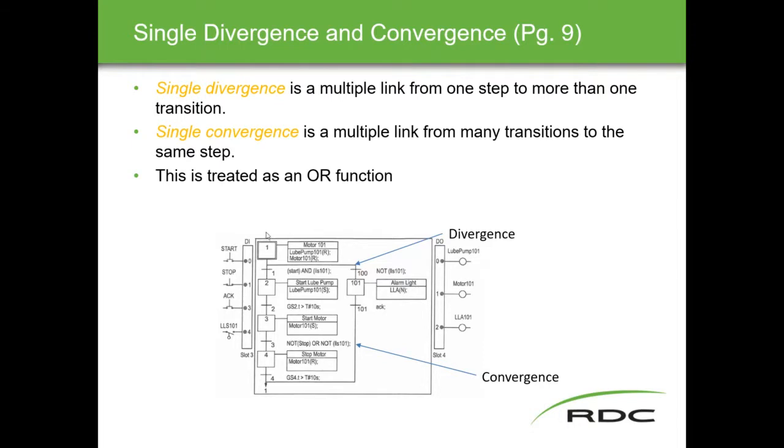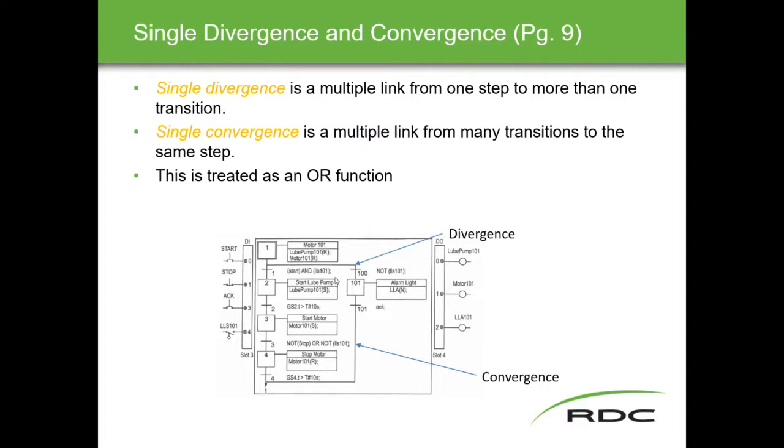Okay, so if we relate this back to a ladder diagram, it'd be essentially the same thing, having an OR branch going around a bit. So that's what you have to associate with single divergence and single convergence. Where does it come from? It comes from a single step to two transitions, or from two transitions back to a single step. And it's like an OR.